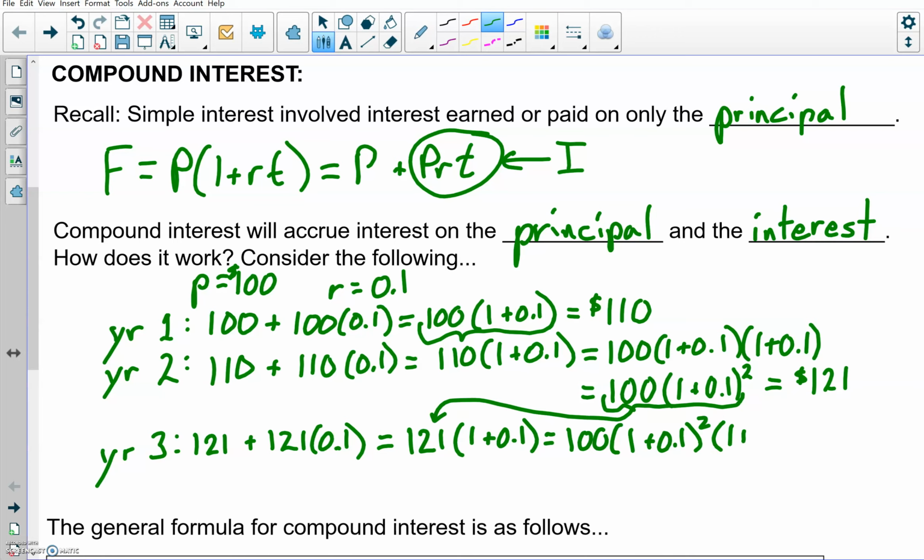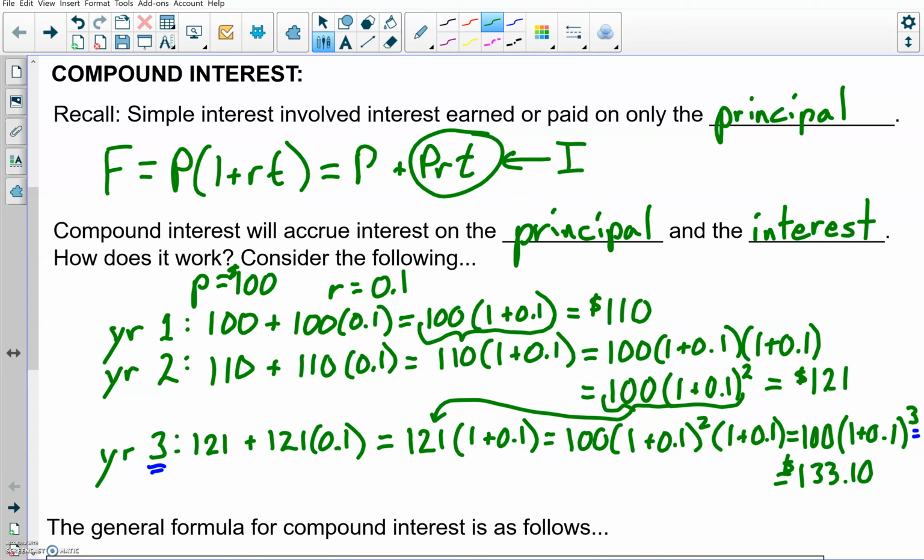And then we multiply that by the extra 1 plus 0.1. And when you work this out, you get 100 times 1 plus 0.1 cubed. So you're seeing that power, just like we did in the exponential growth, matching the number of years that this money has been allowed to gain interest. So the total amount after 3 years of accrual will be $133.10. So we're gaining a little bit more every time.